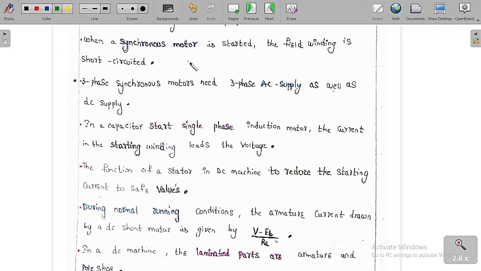But if you give a DC supply to the field winding, it acts like a synchronous motor. At starting it acts like an induction motor, but after running, when you give a DC supply, it acts as a synchronous motor. A three-phase synchronous motor needs three-phase AC supply as well as DC supply. I've already told you, three-phase synchronous motors are doubly excited: the stator gets three-phase AC supply and the rotor gets DC supply. So simply we can call it a doubly excited machine.